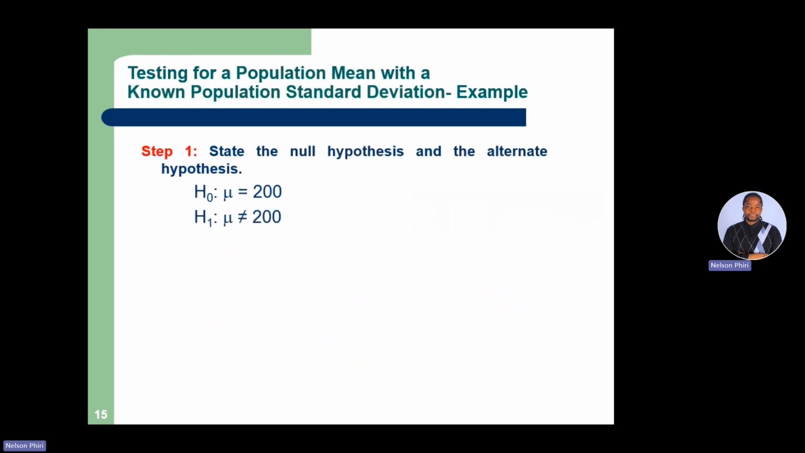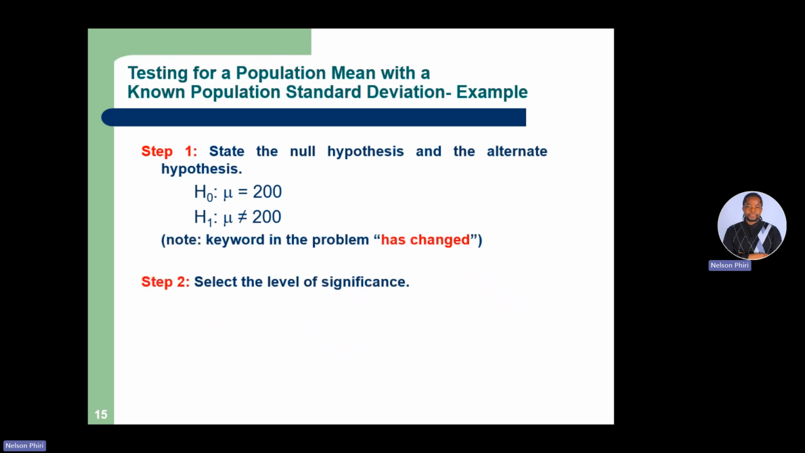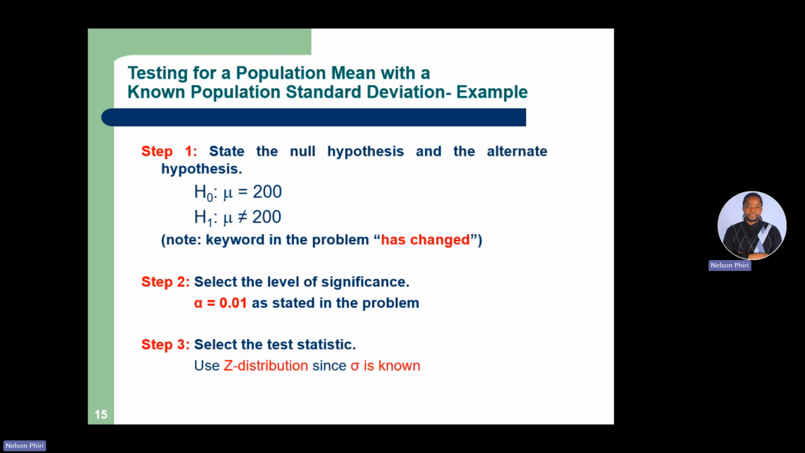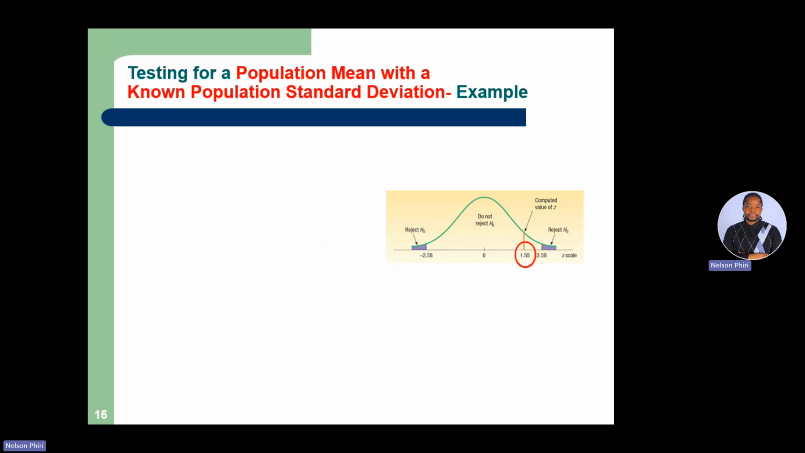You state your null hypothesis, mu equals 200, and the alternative, mu not equal to 200. So he has changed there. Then your level of significance is 1%, as stated in the problem. You select your statistic. In this particular case, since the population standard deviation is known, we use the Z distribution. They are the two tails.